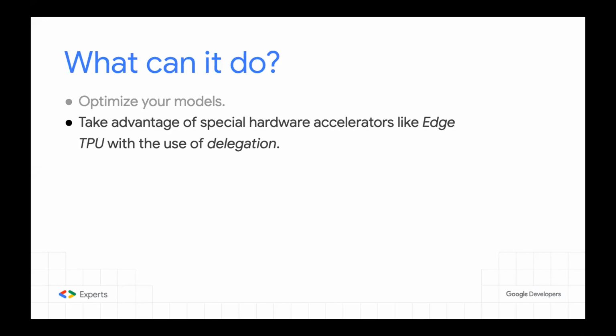And also most of the modern day mobile devices come with GPUs and sophisticated hardware accelerators to improve graphics rendering and stuff like that. So TensorFlow Lite can also take advantage of those hardware accelerators. It also supports TPU based hardware accelerations and stuff with the use of a concept called delegation, which we'll talk about later in the talk.